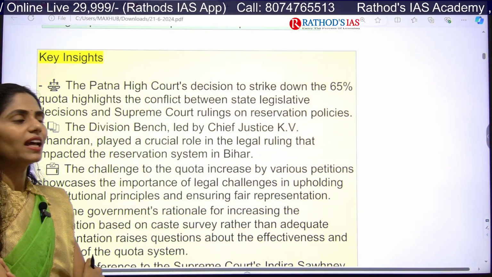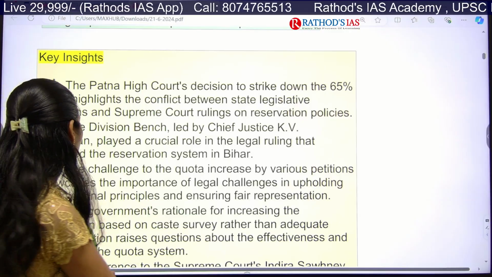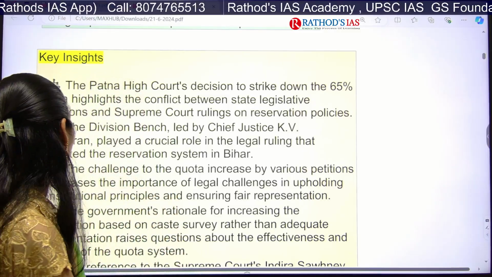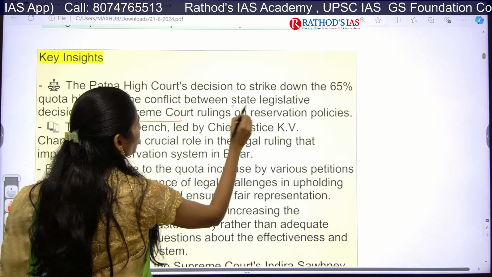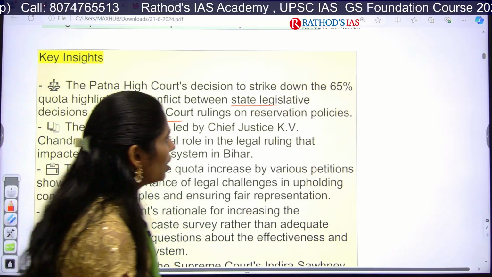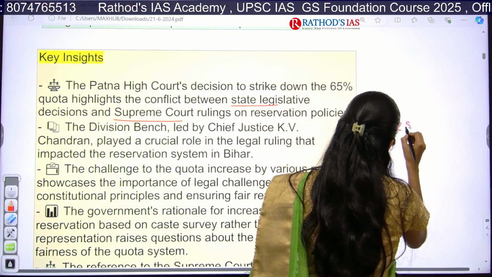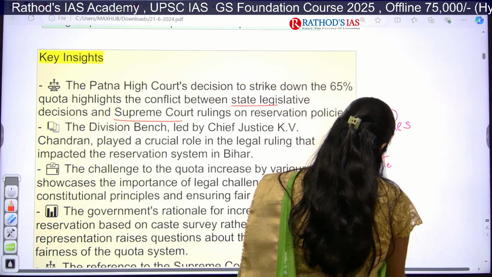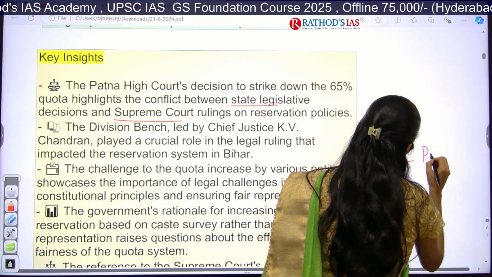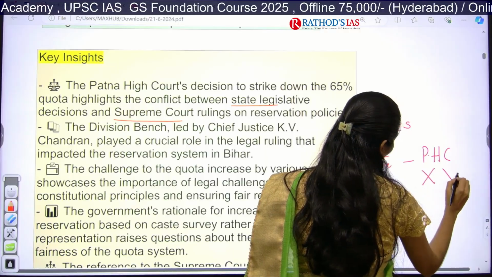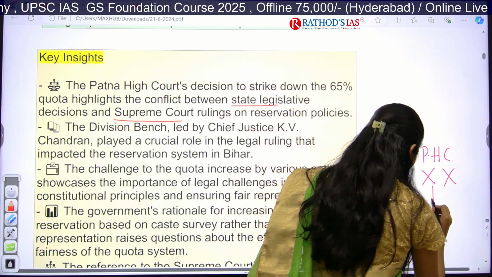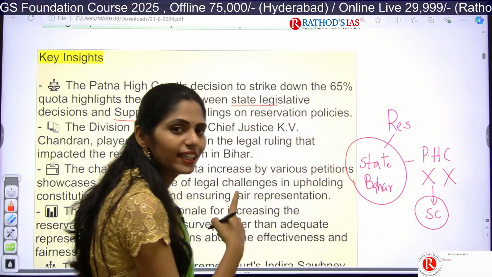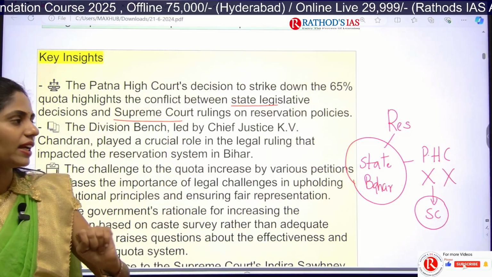Now the Patna High Court struck down the 65% quota, so it is leading to a conflict between state legislature decisions and Supreme Court rulings, right? This reservation policy came from the state government of Bihar, and the Patna High Court is saying that it is not according to the Supreme Court judgment. So now there is a conflict between the Supreme Court judgment and the state government of Bihar. This is the first thing we can understand.